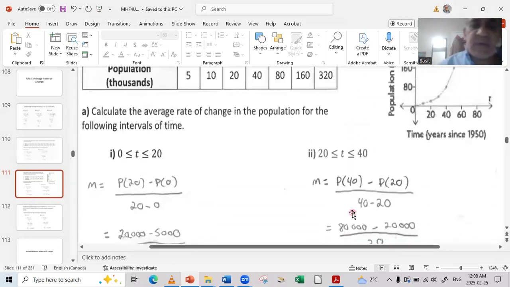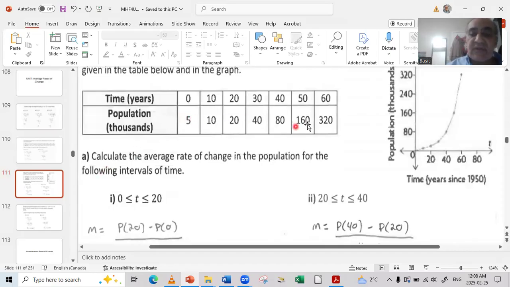So the rate of change is changing, it's not the same. Okay. How about the graph? What will I do for the graph? 0.